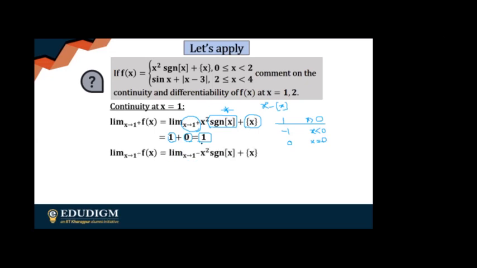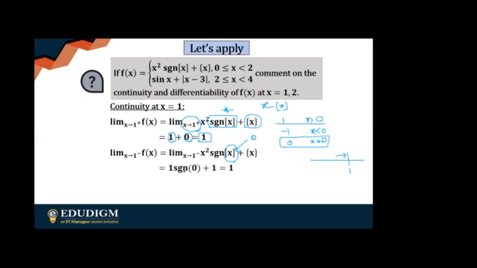Similarly, we'll just go for the left hand limit. Now this is very important. Something is less than 1, so it's approaching 1 from the left. So this is less than 1. So what is box x? Box x is 0. So what is the signum function? This will be actually 0.